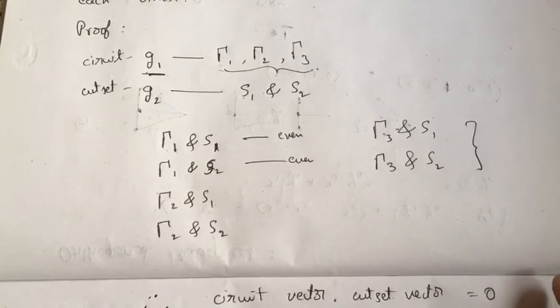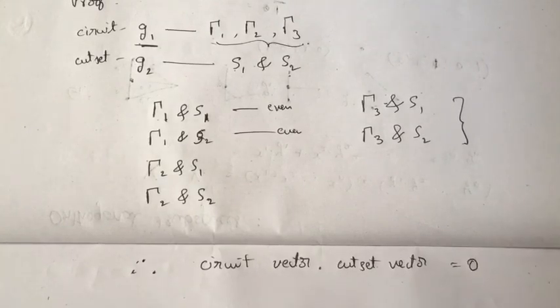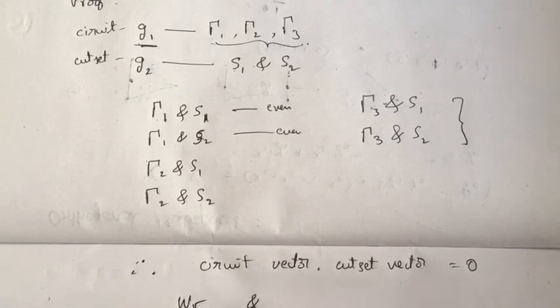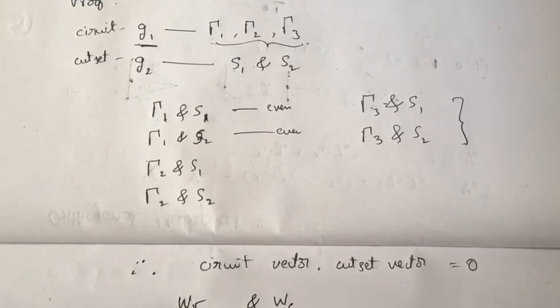So now I have got the dot product equal to 0. Hence, every vector in each of these subspaces, W gamma and Ws, is orthogonal. Therefore, I can say that the circuit subspace and the cut set subspace are orthogonal to each other.